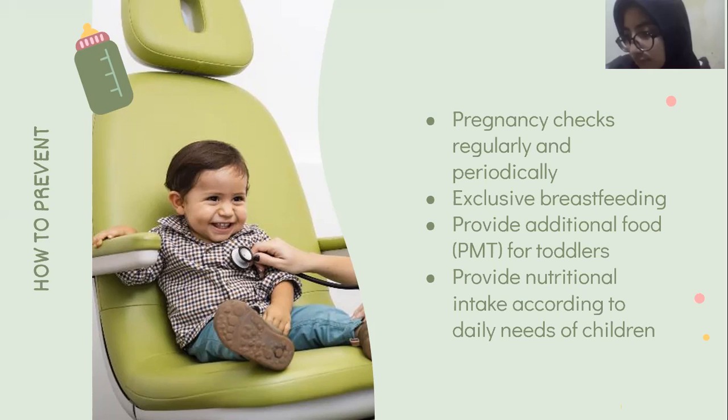Preventing stunting in children can be done by prenatal checks per trimester, at least once in the second trimester and at least twice in the third trimester. And then exclusive breastfeeding, namely from the baby was born until 6 months, and then provide additional food or PMT for toddlers, and provide nutritional intake according to the daily needs of children.